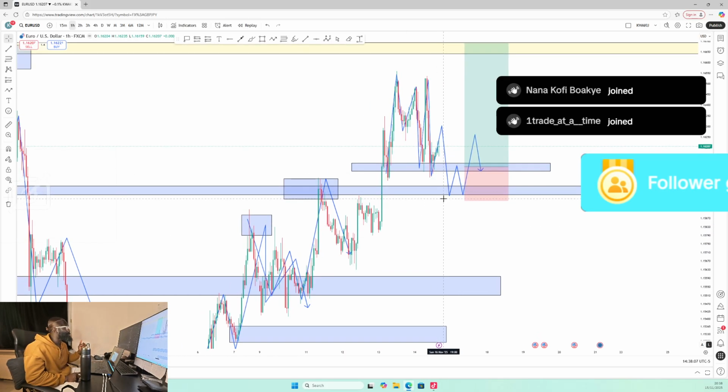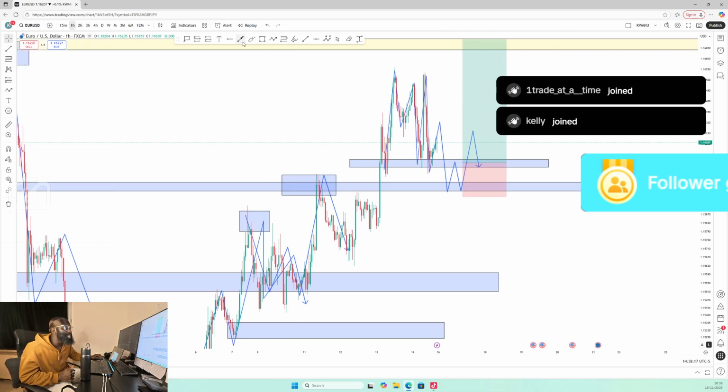When 1 hour pulls back to this 4 hour support, then we ask ourselves the question, how is 1 hour going to respect the 4 hour support? Is 1 hour what? Breaking it or rejecting it? If 1 hour is rejecting it, that means that we are going to buy. This will be the 1 hour entry.